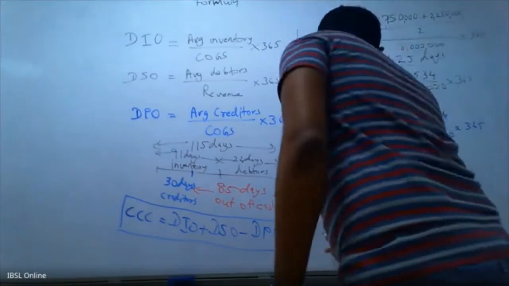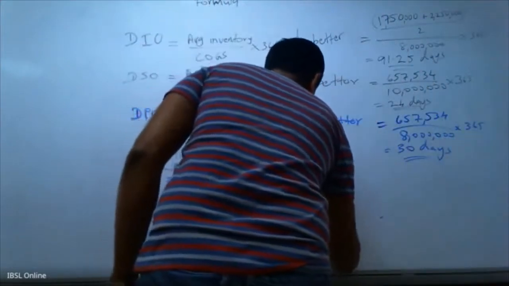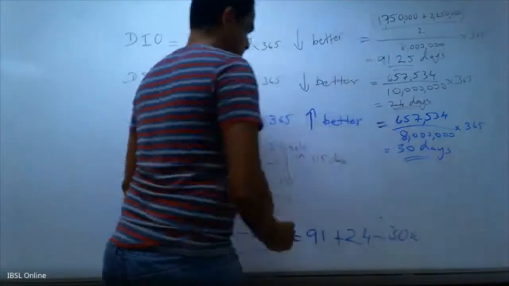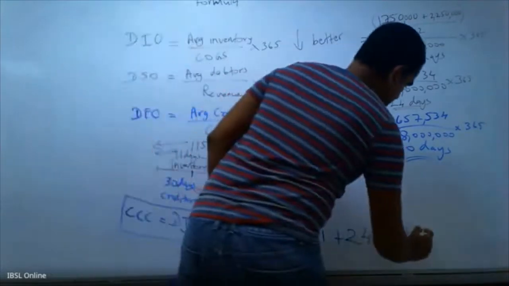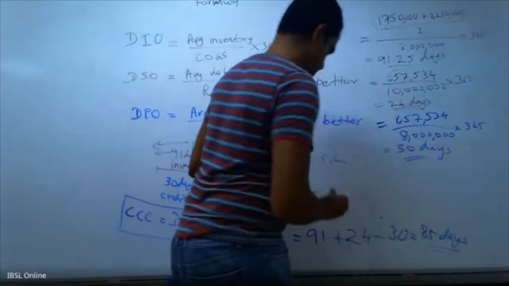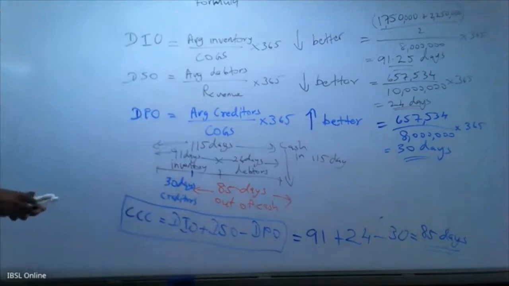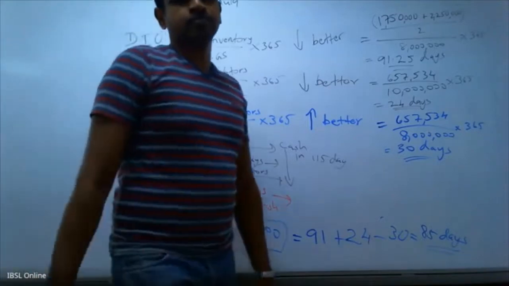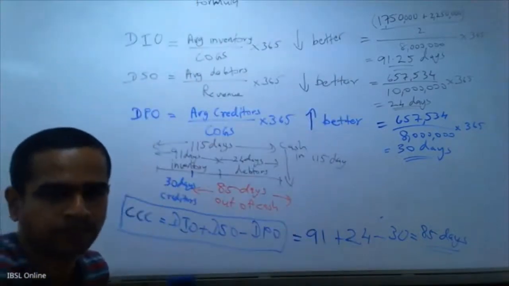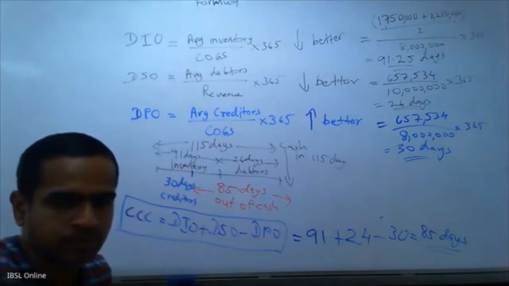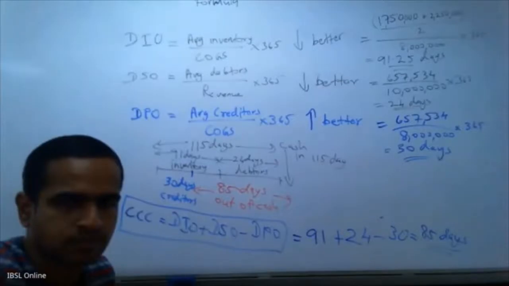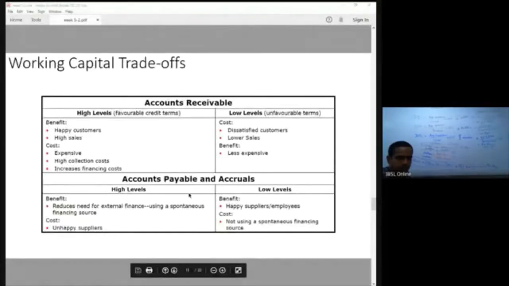And in this example, days inventory outstanding is 91, days sales outstanding 24, days payable outstanding is 30. You end up with 85 days. That means you'll be short of cash for 85 days. Okay. If it pops up a positive figure, it means you're going to be short of cash, for 85 days in this case. Clear? Any questions? No questions?